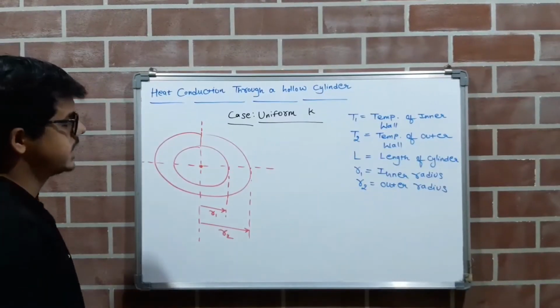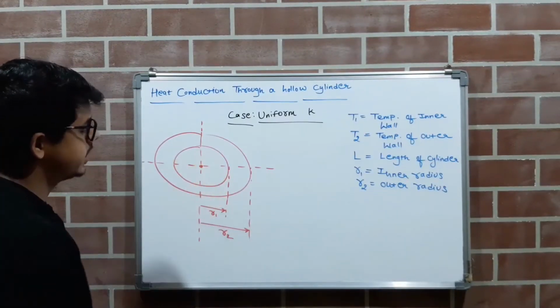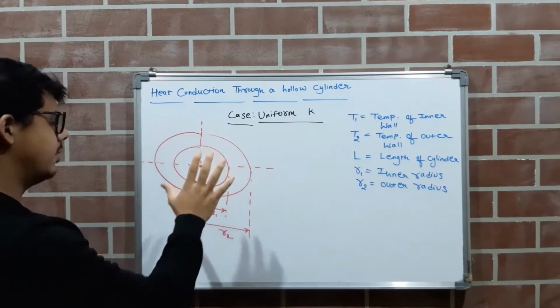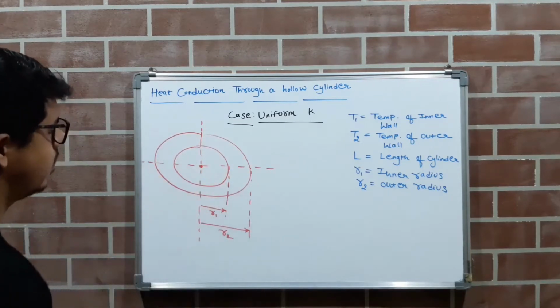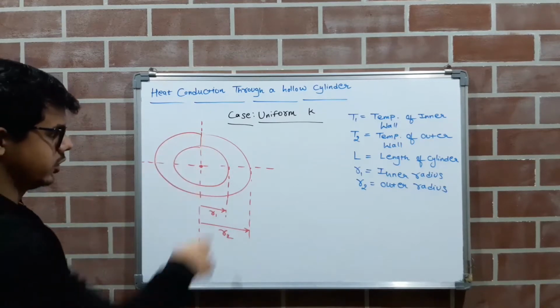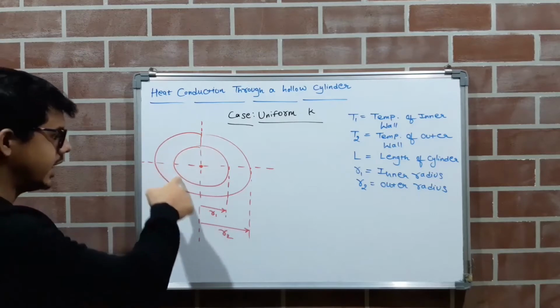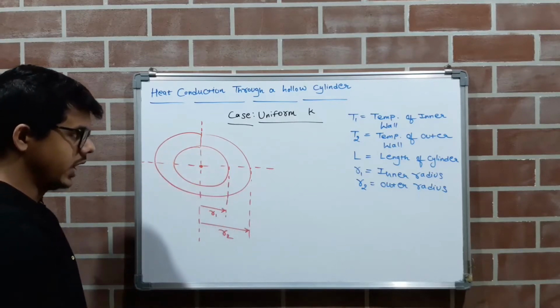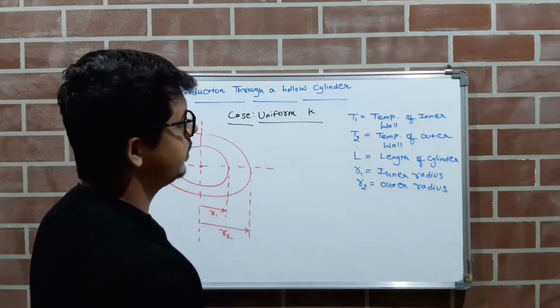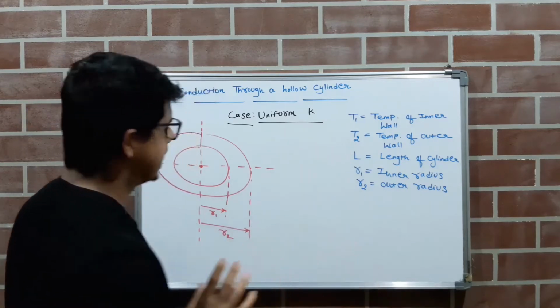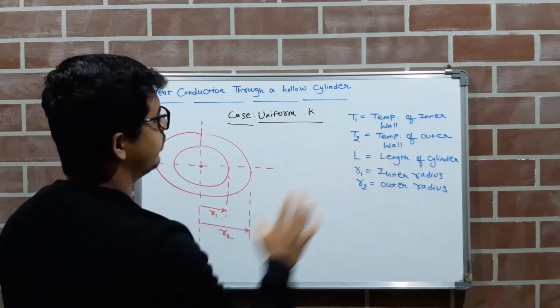So now we will start. Consider this a hollow cylinder. Yeah, I know it is not a perfect circle, but you can consider this as a hollow cylinder. This is the outer wall of the hollow cylinder and this is the inner wall of the hollow cylinder. Now T1 is the temperature of the inner wall and T2 is the temperature of the outer wall of the cylinder. L is the length of the cylinder.